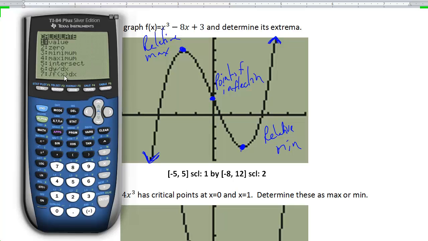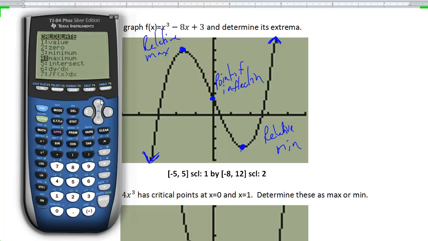I'm going to use some of the calculate options, ask it for a maximum. Now, in order for my calculator to produce that, it asks first for the left boundary. So I need to be on the left side of where I believe the maximum to be. I click enter. I move to the right side. Right there, enter. And then I take a guess at it. And it appears as though it's about negative 1.6.